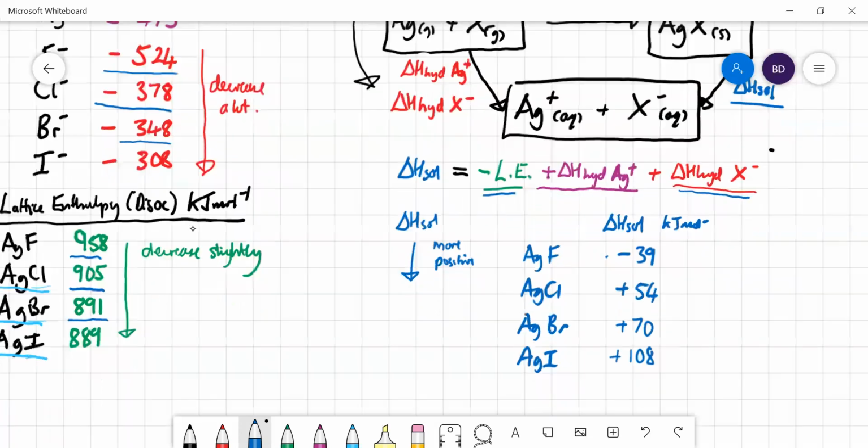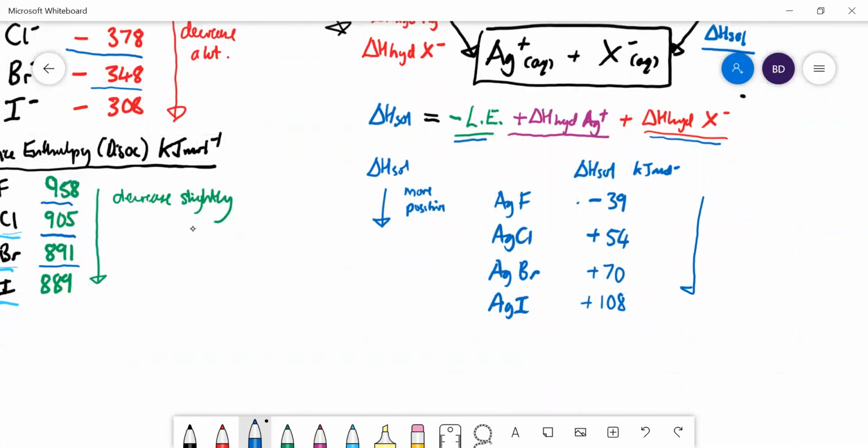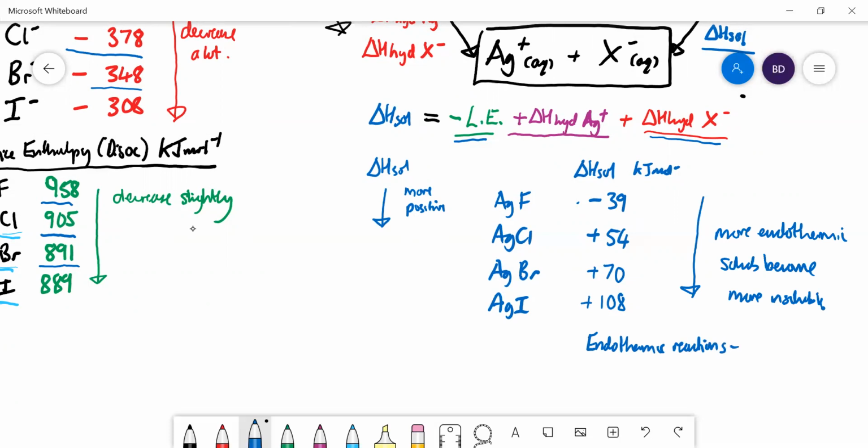So you can see as the delta H sol becomes more endothermic, the solids become more insoluble. And as I said, the simple explanation of that, if you haven't done delta G, is endothermic reactions usually don't happen. If the delta H is positive, the reaction tends not to be possible.